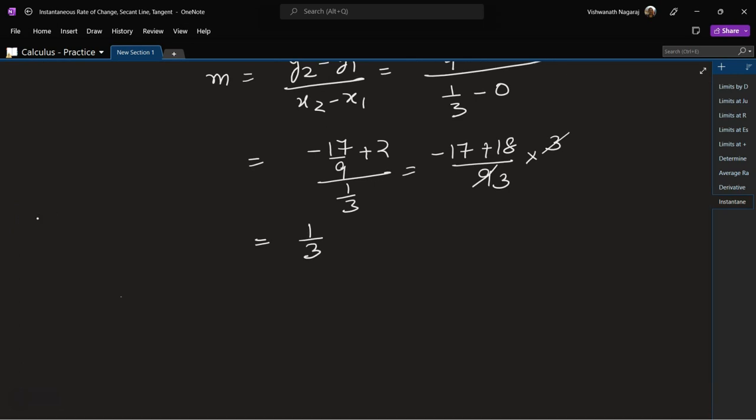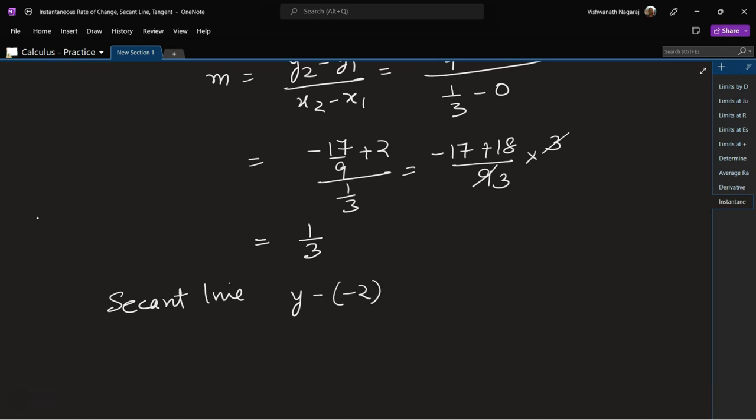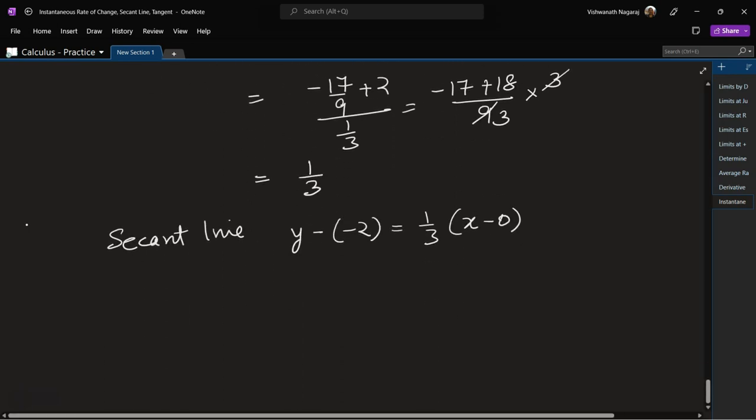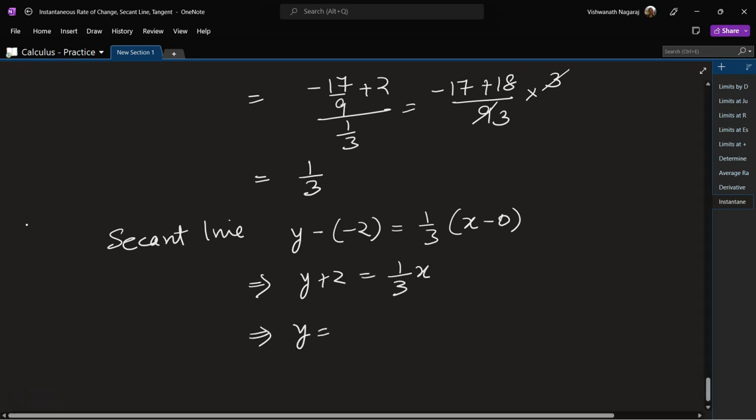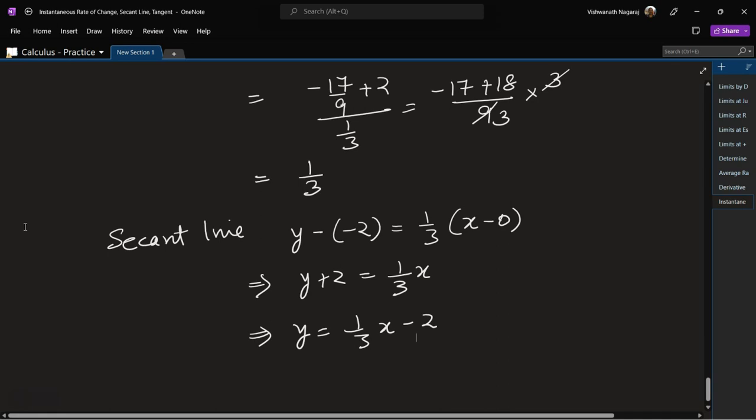Okay. So now the secant line would be y. We can take any one of these 2 points, minus minus 2 is equal to 1 by 3, the slope, x minus 0. So here we have used x1 and y1. So now simplify. y plus 2 equal to 1 by 3x. y is equal to 1 by 3x minus 2. So that is the equation of the secant line between those 2 points on the curve.